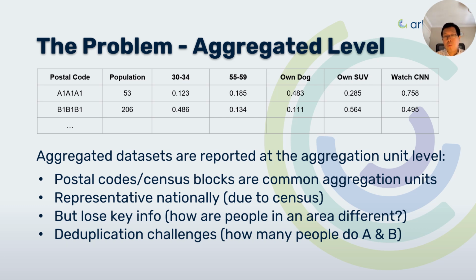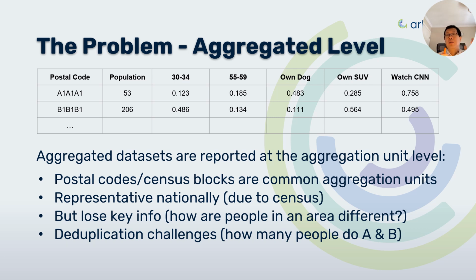Datasets are aggregated when many individuals are averaged into one particular aggregation unit. And here, obviously, postal code is the aggregation unit. Commonly, geographies have been used as aggregating units. Postal codes, census blocks, these are just some examples. Because of the census, aggregated data generally have very good coverage. They're available at the national level. However, key information is lost as a result of aggregating data.